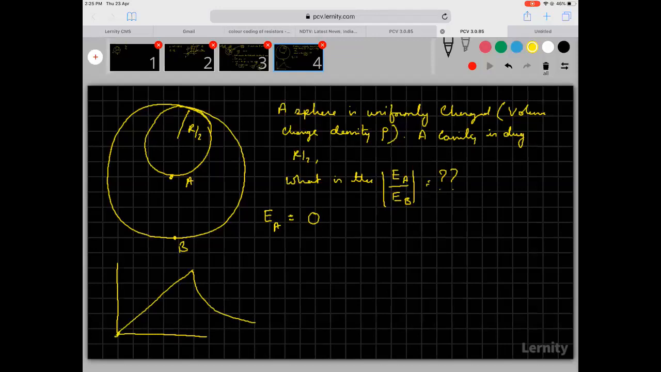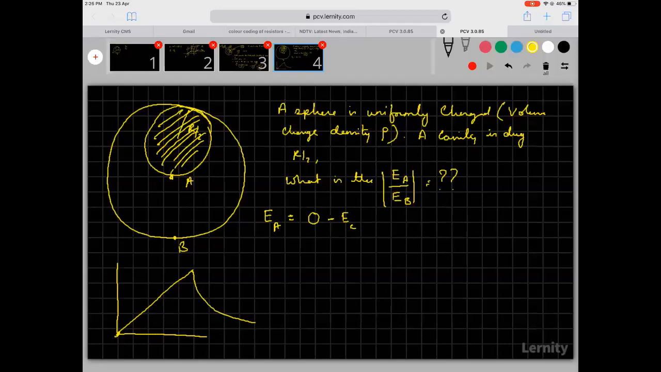It will be 0. But now you are removing this cavity here. So if you are removing this cavity here, the electric field there would be the original electric field minus the electric field due to the cavity. So because of this, what will be the electric field here? That's a spherical cavity.